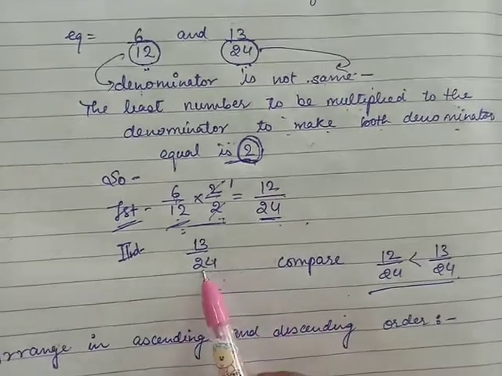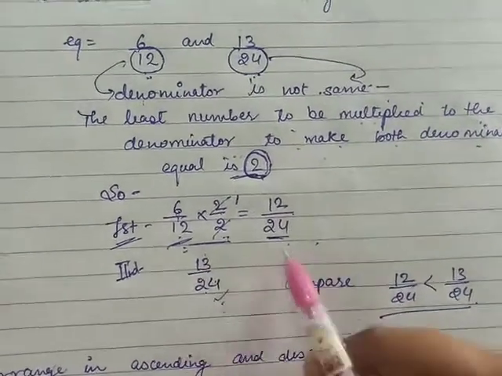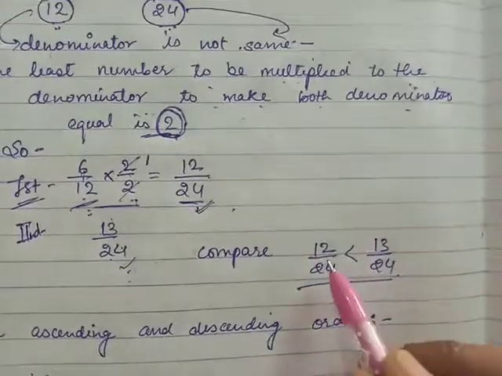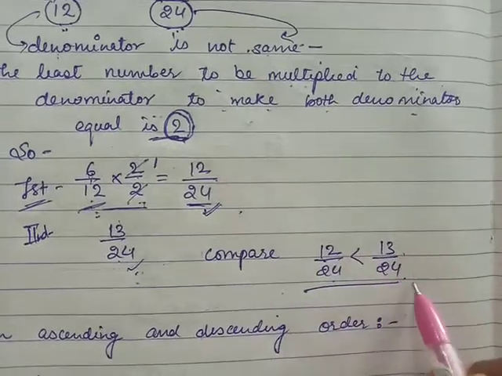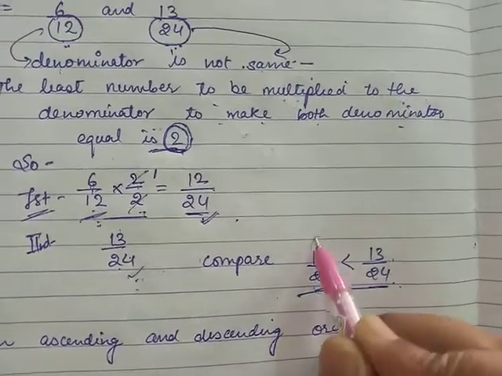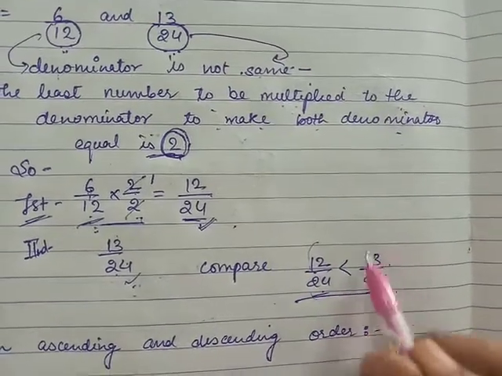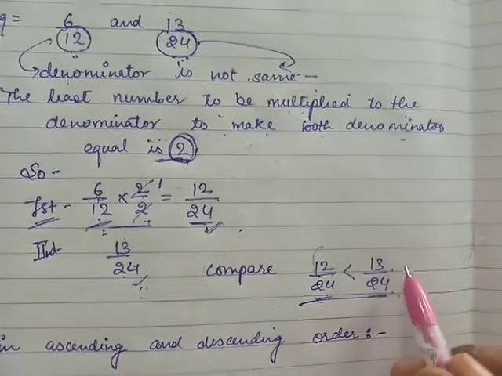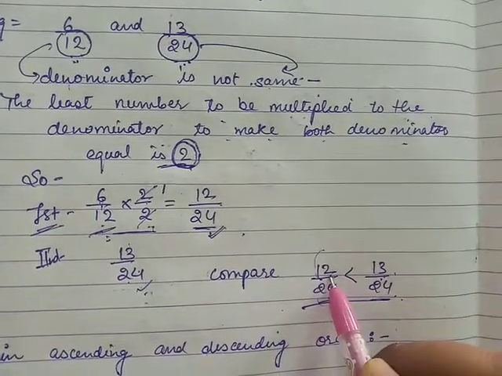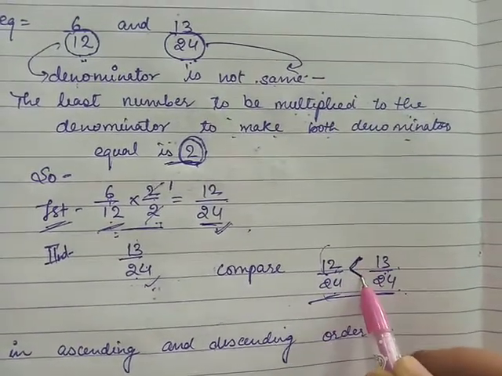And the second number is 13 by 24, so we have the same denominator in both. Now we will put 12 by 24 and 13 by 24. Here the denominator is the same, so we will look at the numerator part, and the number having the greatest numerator will be the greatest number. So 13 is greater than 12, you are all aware of that. So this fraction will be the greatest fraction.